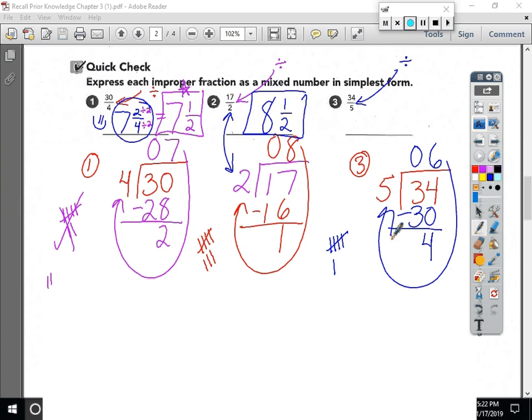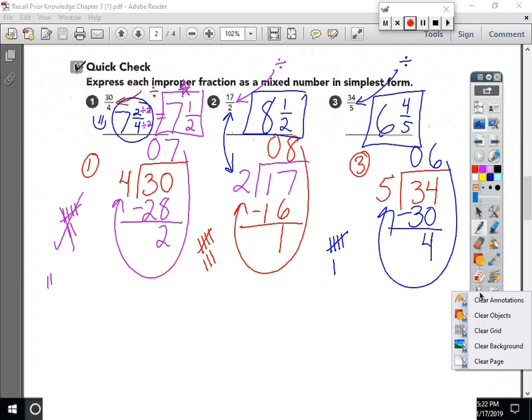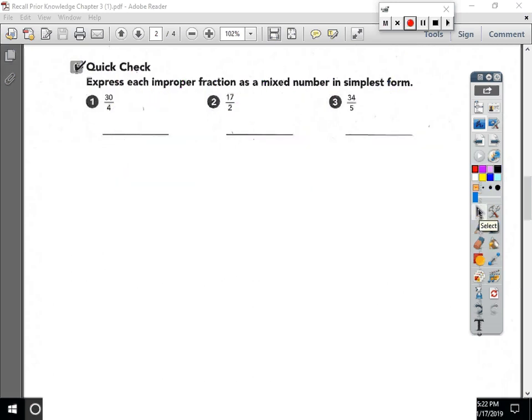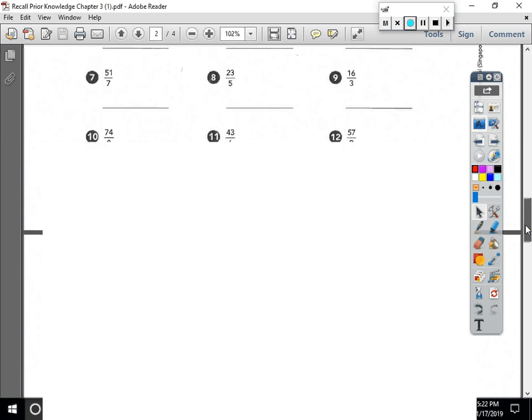Can we write this as a final answer? Sure, we would get 6 as our whole number and 4/5 as our fraction. So this is a mixed number, 6 and 4/5. It's always a good idea to check and see if you can simplify as a second step. But in this case, when I notice my numerator is 1 away from my denominator, I'm usually looking at simplest form. I can kind of start to notice a pattern to those. Let's turn the page and look at the next section.